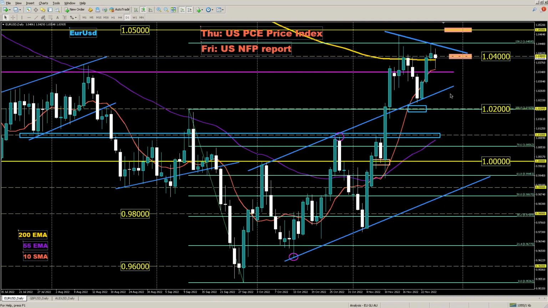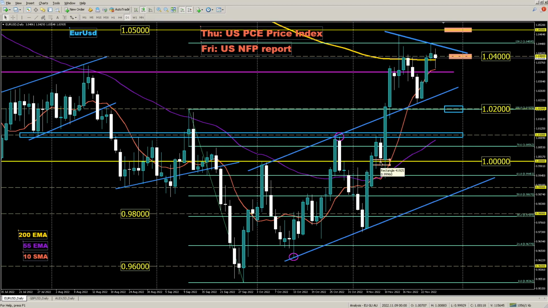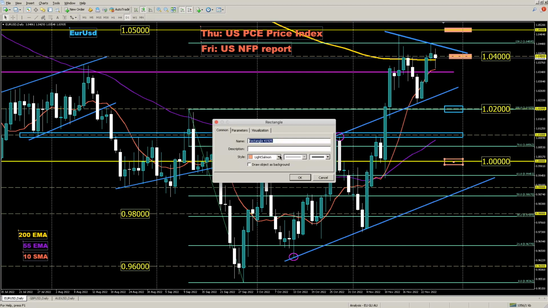So it's forming a good support here with the channel. And 102 is the intermediate support. Major support is going to be at the round figure of 1, parity.